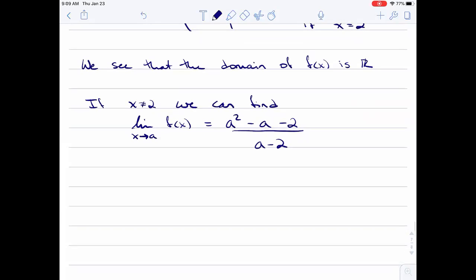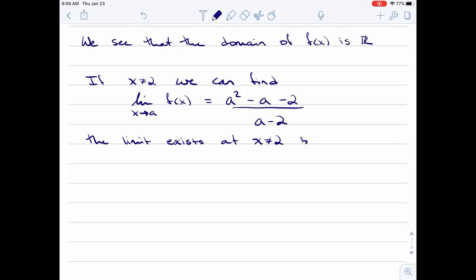Right? So the limit exists at x not equal to 2. Okay. But is it continuous at x equal to 2? Well, so we can find the limit everywhere else. It's just this little x equals 2 that's holding us up, right? So that's the point that we're going to check.